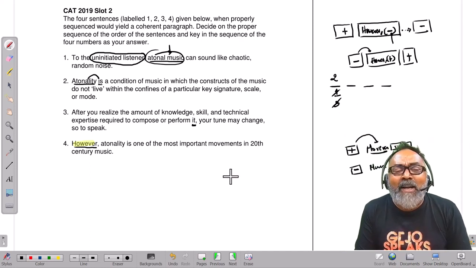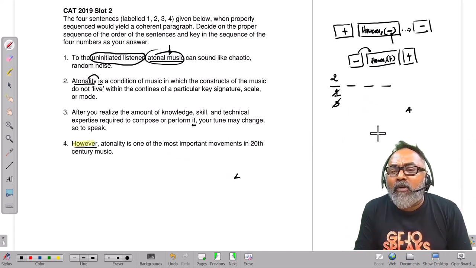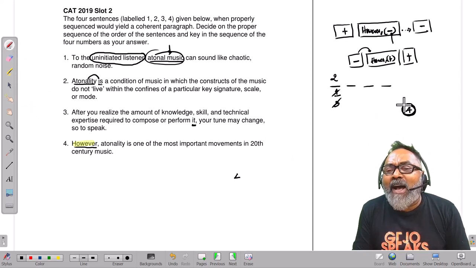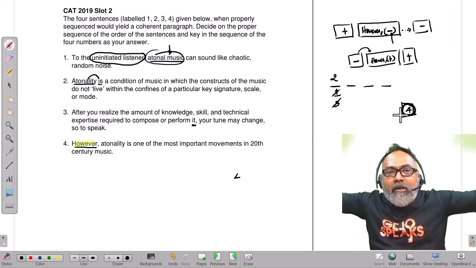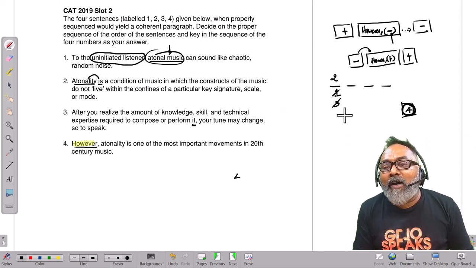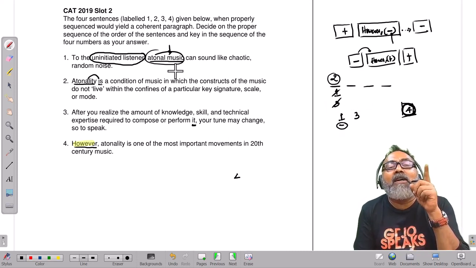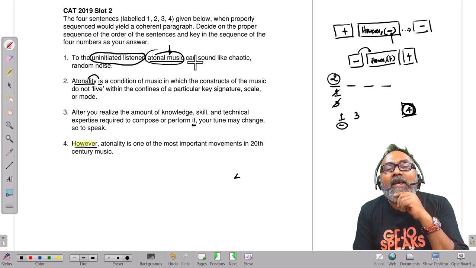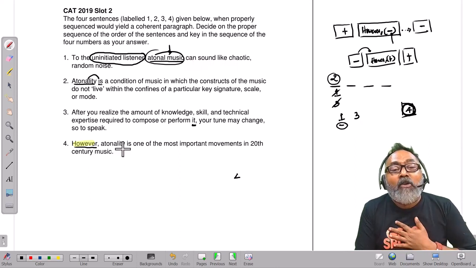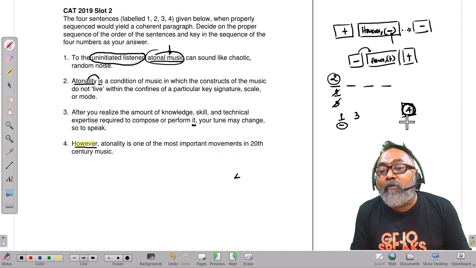Whenever you have the word however, I'm going to use sentence number 4 as a block where I'm going to put things on this side. Let's start. Where is the negative? Atonal music. We have put 2, right? We have got 1 and 3. 1 is definitely saying something negative: for the initial listener, atonal music can sound like chaotic and random music. What is 4 saying? However, atonality is one of the most important movements in the 20th century. This is saying something positive.